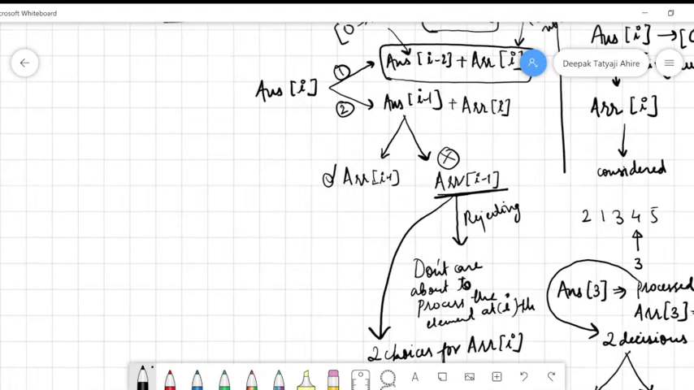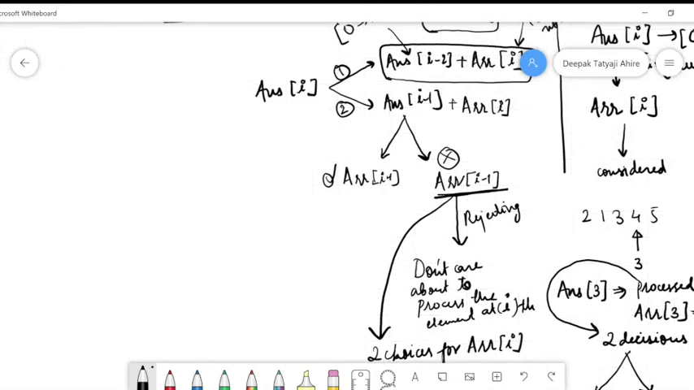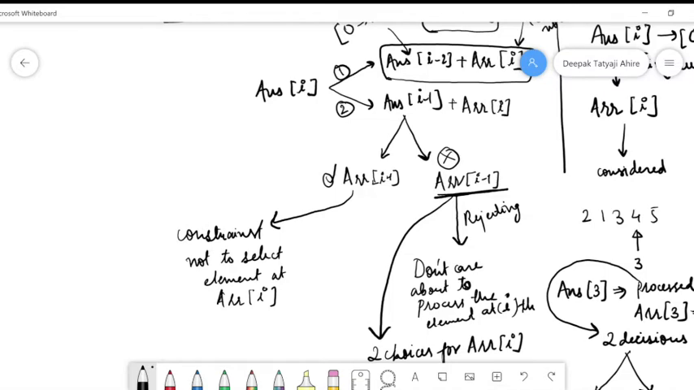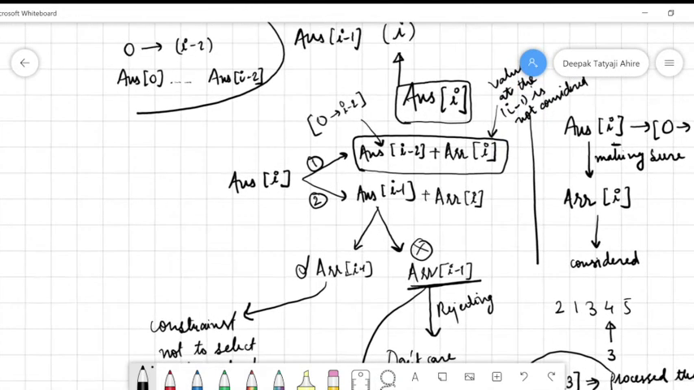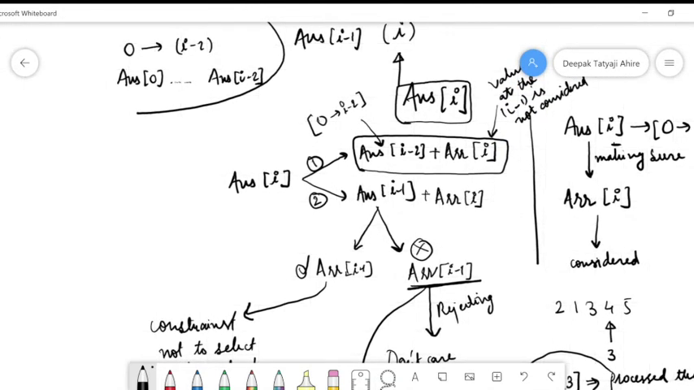But what if I select the element at ARR of I minus 1? Then I am constrained not to select the element at ARR of I, or the element at the index I. So therefore, we will modify this second statement by removing ARR of I from here.